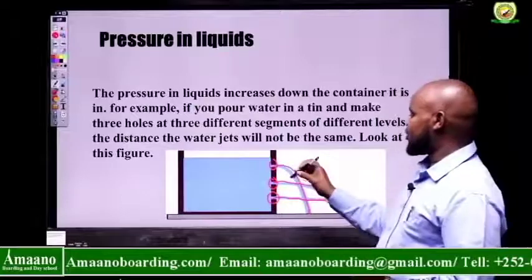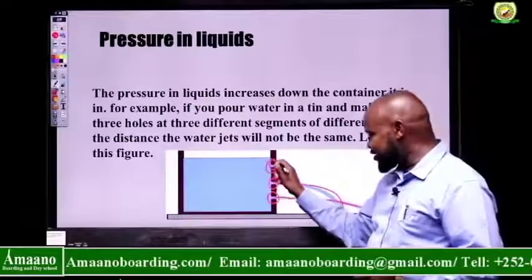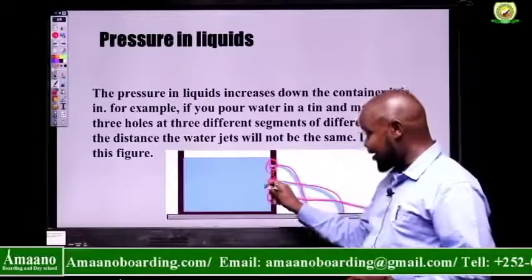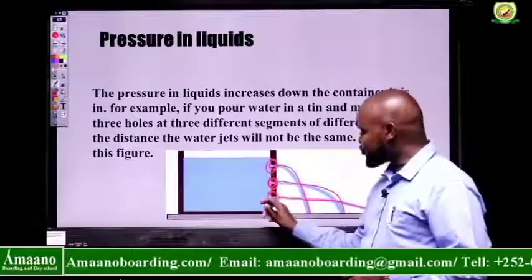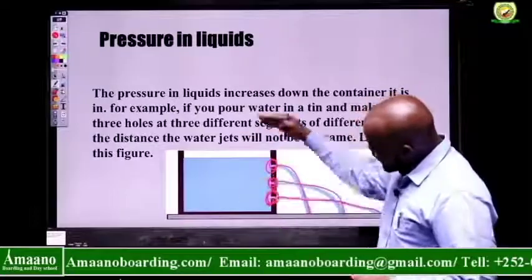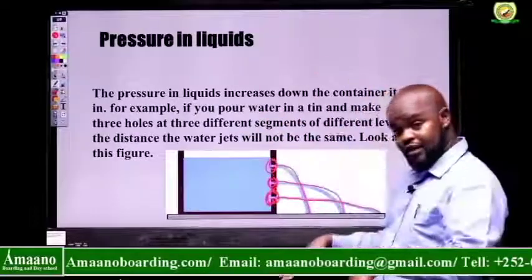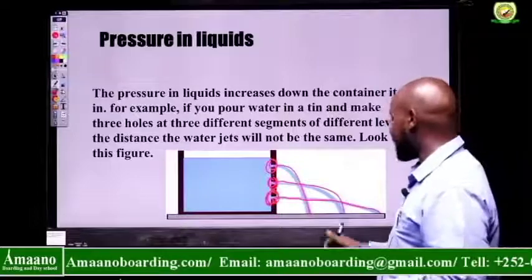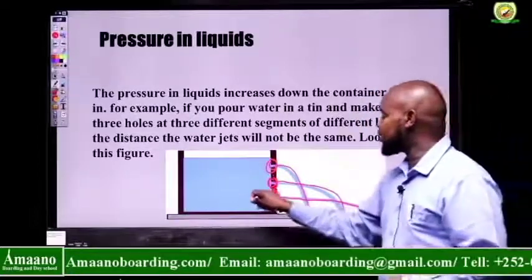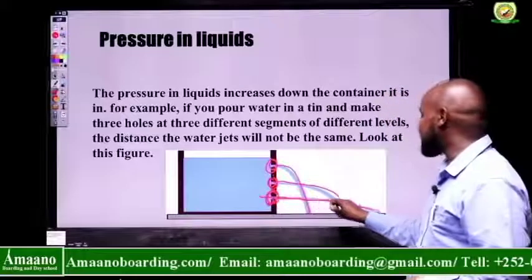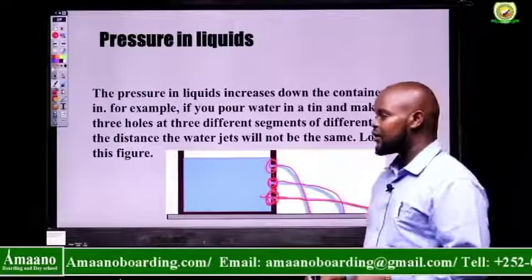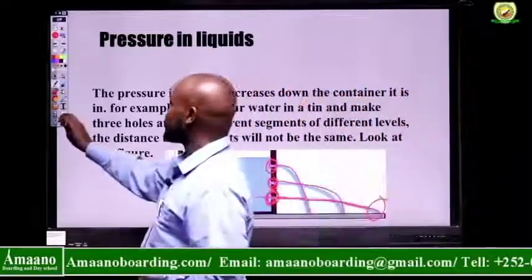Why? Because the pressure here is less than the pressure here. So there's more pressure here than here. The most pressure falls upon here because the water above this level increases the pressure down here, and because there is too much pressure and force, it jets out the water the farthest distance from the container, right?